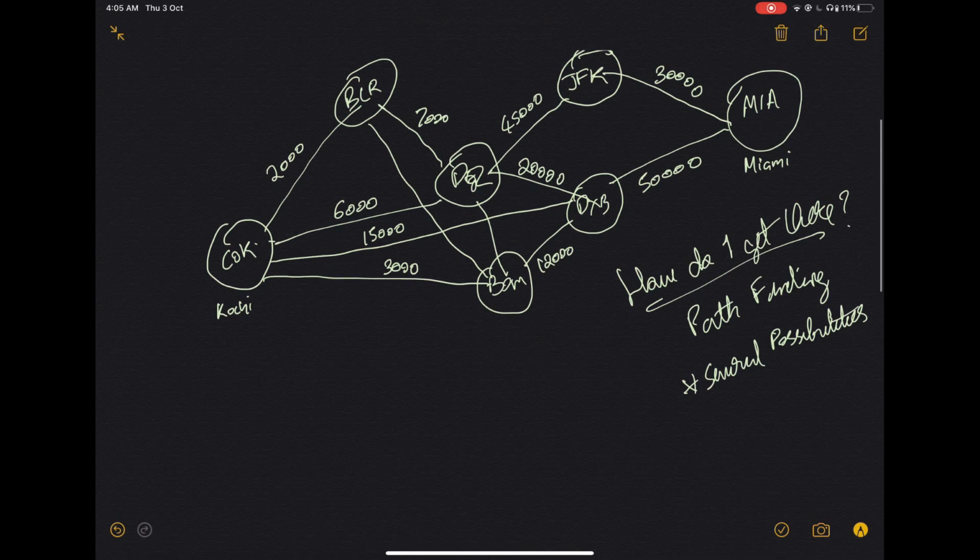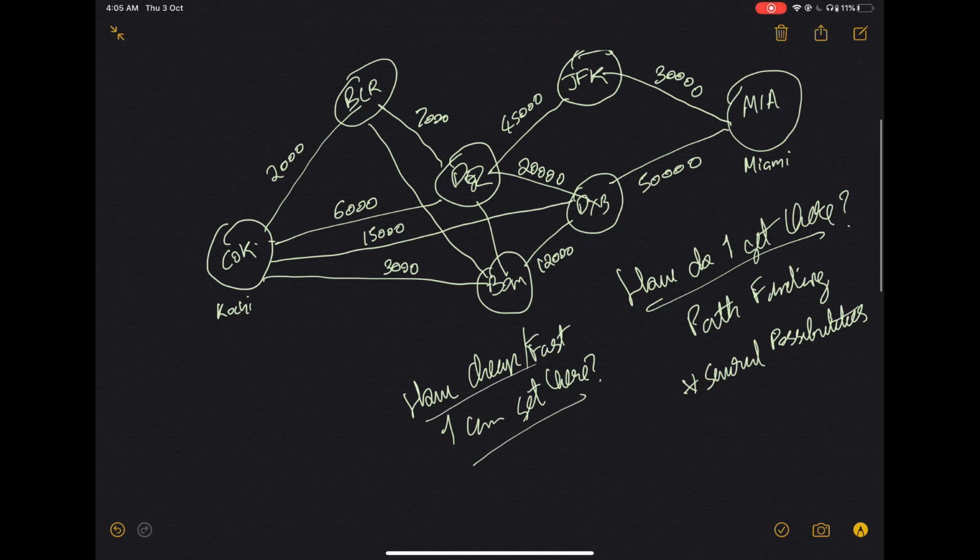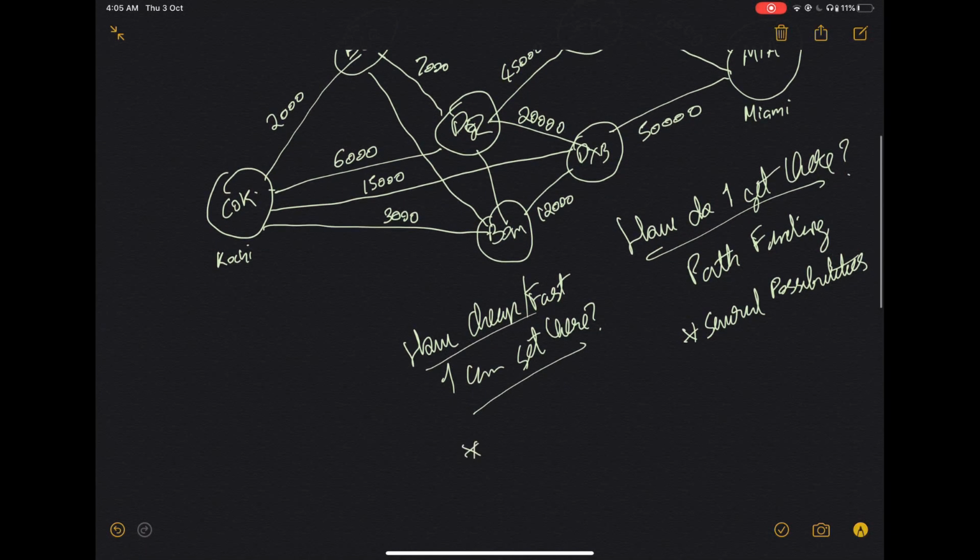Now, the second question, because it's not always just that I need to get there, I might be interested in going there fast or flying there cheap. So how cheap or fast can I get there? And if you see, there are only going to be a few possibilities, because many of them are going to be eliminated.